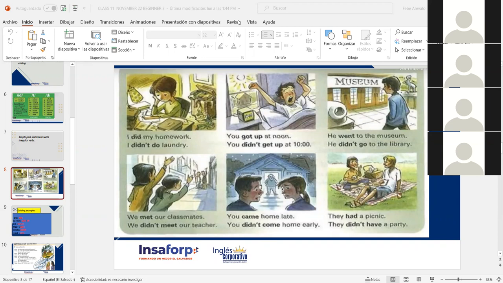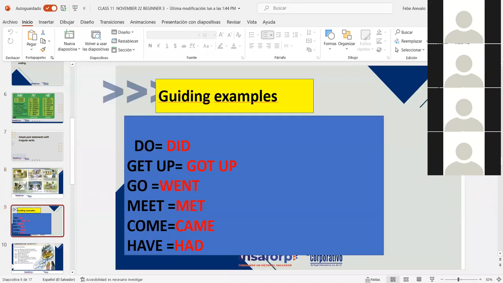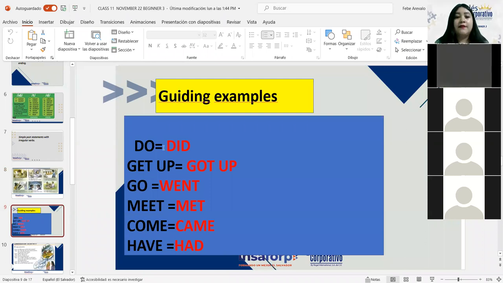We already saw, right? The use of the irregular verbs. How do they change? But for you to have something to compare, I have prepared this, right? It's also in the platform. Do equals did in past. Get up, los que ven que están en negrito son los de present, right? Ya en rojo están en simple past. Get up equals got up.